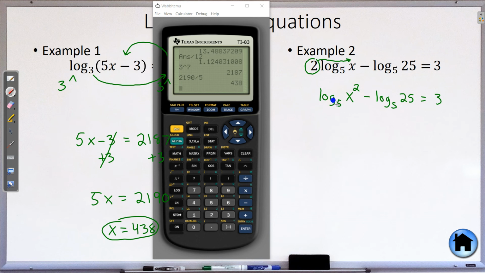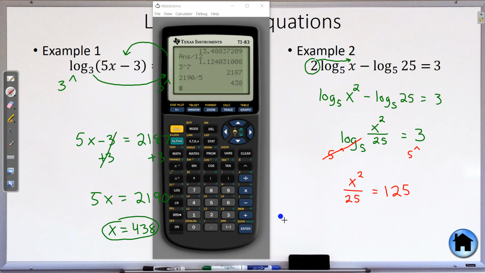All right, so we first use that property. Then I remember we have a property, if 2 logs are subtracting, we can combine them into 1 log and divide the inside. So x squared over 25 is equal to 3. So we took the 2 logs and combined them into 1 log. And now that I have 1 log, I want to get rid of it. So I'm going to take my base of 5 and raise it to the power of both sides. So this goes away. I'm left with x squared divided by 25 is equal to 5 to the 3rd power, which is 125.